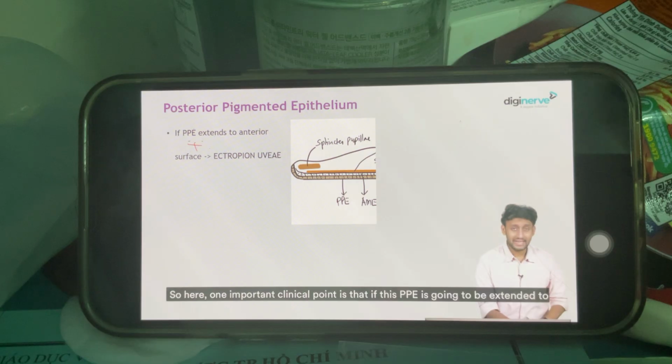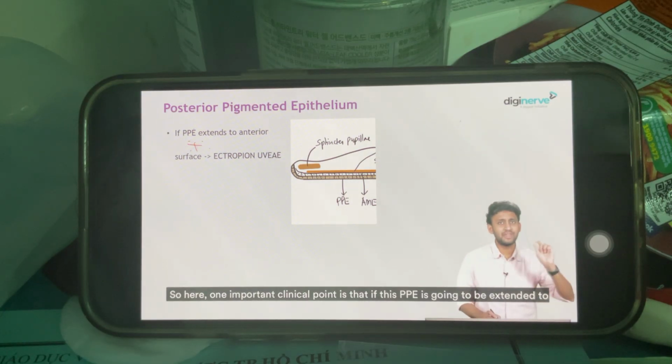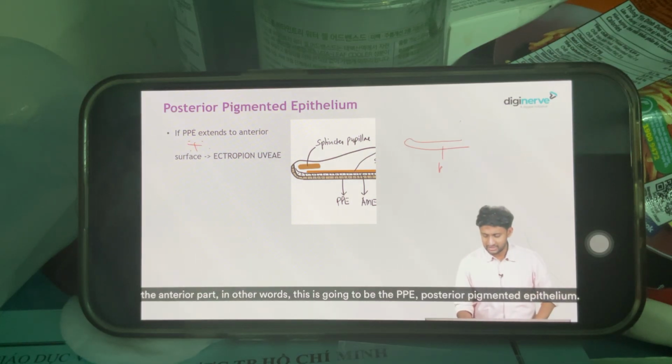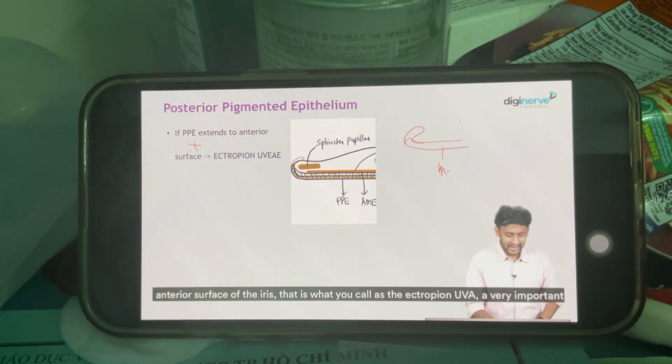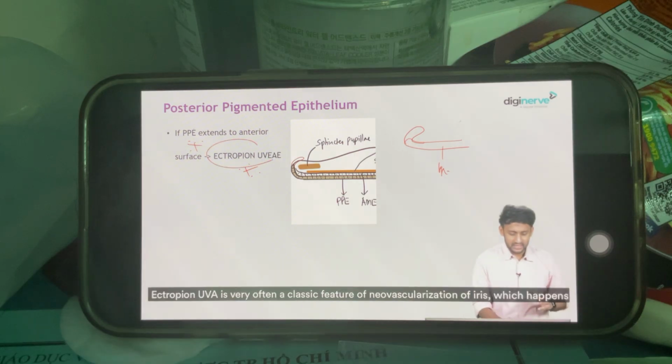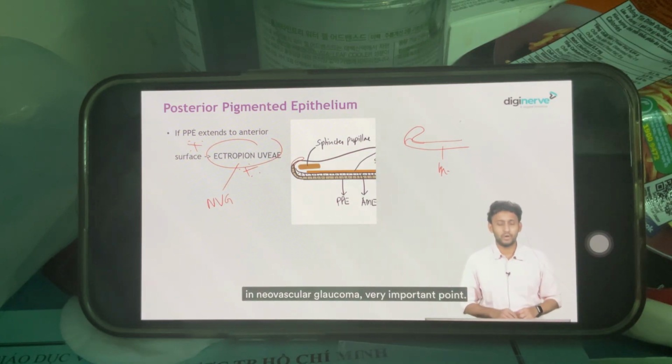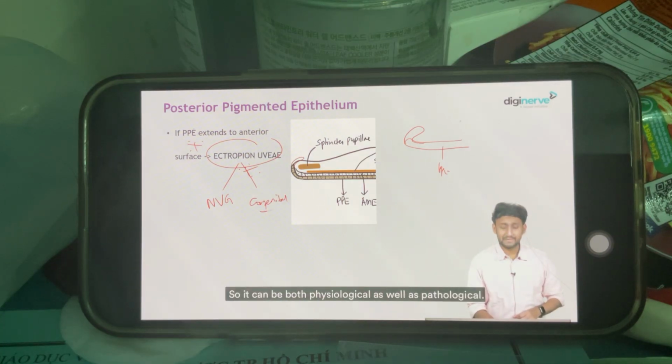So here, one important clinical point is that if this PPE, posterior pigmented epithelium, is going to extend anteriorly, all the way towards the anterior surface of the iris, that is what you call ectropion uvea. Very important condition. Ectropion uvea is very often a classic feature of neovascularization of iris, which happens in neovascular glaucoma. Very important point. It can be congenital also. So it can be both physiological as well as pathological.